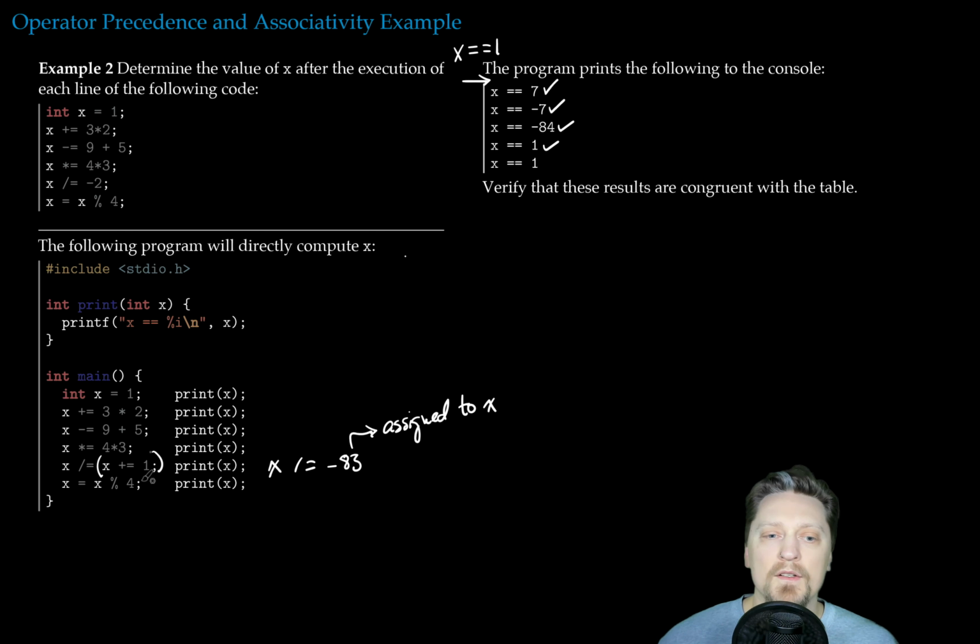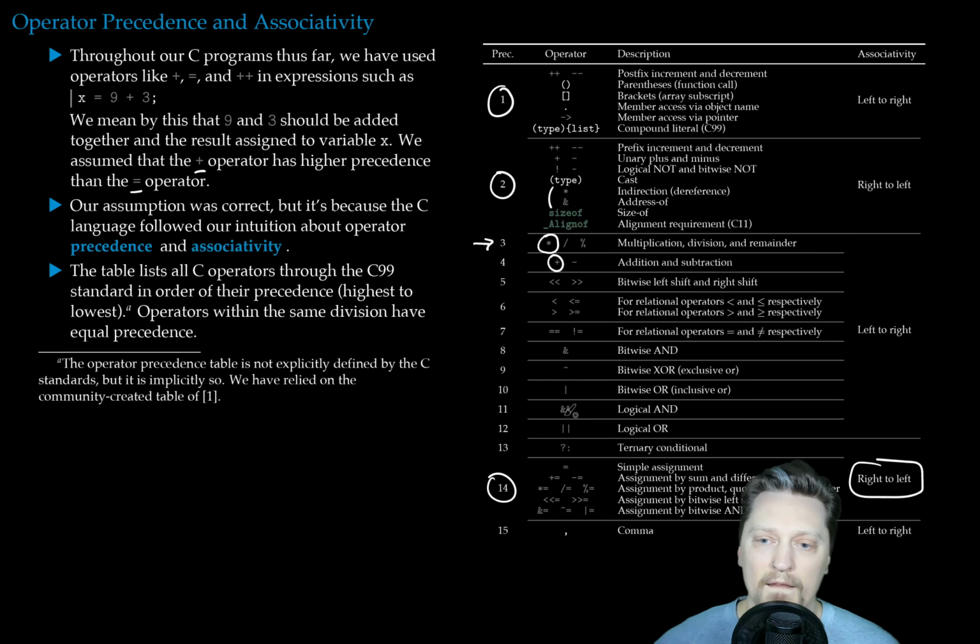Now we're going to do mod. So x is 1. So we're going to do x equals 1 mod 4. We have to check that the assignment operator and the mod operator have different precedence and interpret them. The assignment operator is here in precedence 14. The mod operator is precedence 3. So we're going to do the mod first.